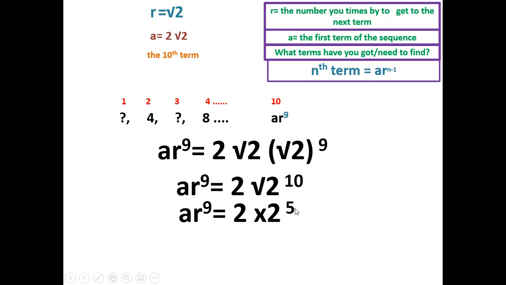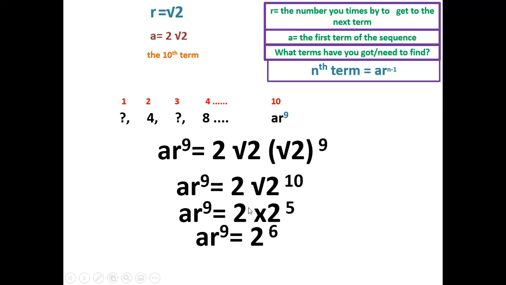What is 2 raised to the 5th? 2 times 2 is 4, times 2 is 8, times 2 is 16, times 2 is 32. 2 raised to the 5th is 32. Times 2 is equal to, of course, 64. Or, since they have the same base, you add their exponents. Okay? So, dalawang way yan. It's either you get first the value of 2 raised to the 5th, which is 32, times 2 equals 64. Or, the other way around, you add their exponents since they have the same base.